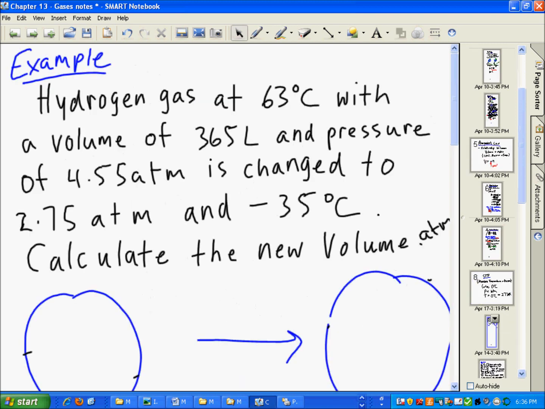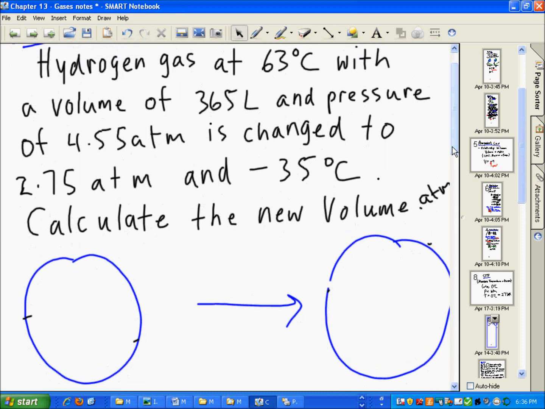Okay, so here we've got our first example problem. Here we have hydrogen gas at 63 degrees Celsius with a volume of 365 liters and pressure of 4.55 atmospheres. And this gas is changed to a pressure of 2.75 atmospheres and negative 35 degrees Celsius. And we want to calculate the new volume in liters. So it's a very complicated problem. The first thing you want to do is simplify it by decoding it and summarizing the problem.